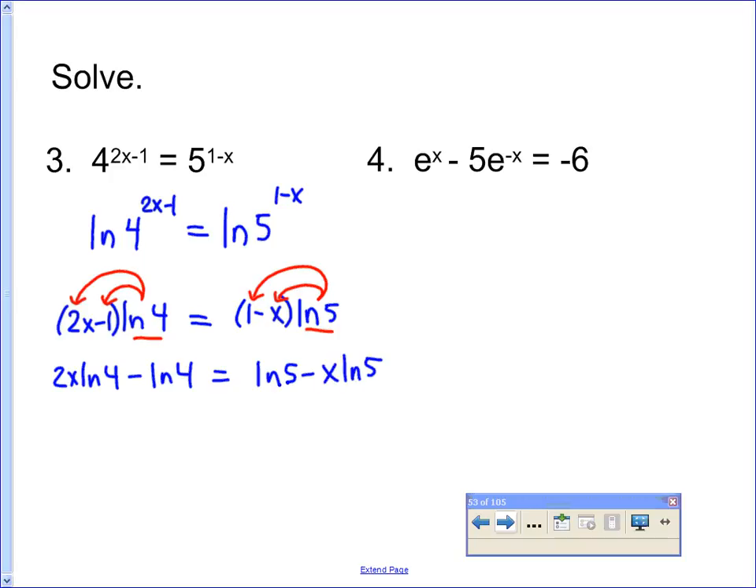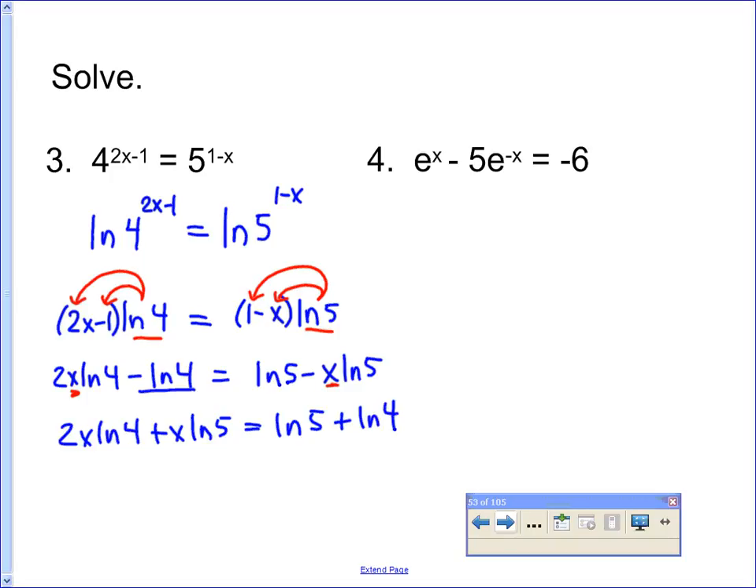Okay. At this point, you should recognize that you have an x on each side of your equation, and the idea is to isolate x. So what we want to do is get all of the terms involving an x on one side and all the constants on the other side. So I'm going to keep my 2x natural log of 4 here. I'm going to add my x natural log of 5 to both sides. I will move my natural log of 4 over and keep my natural log of 5 on the right side. And so I end up with this.